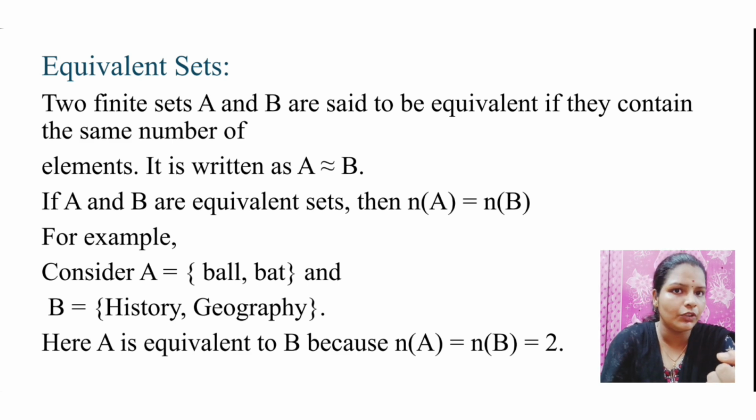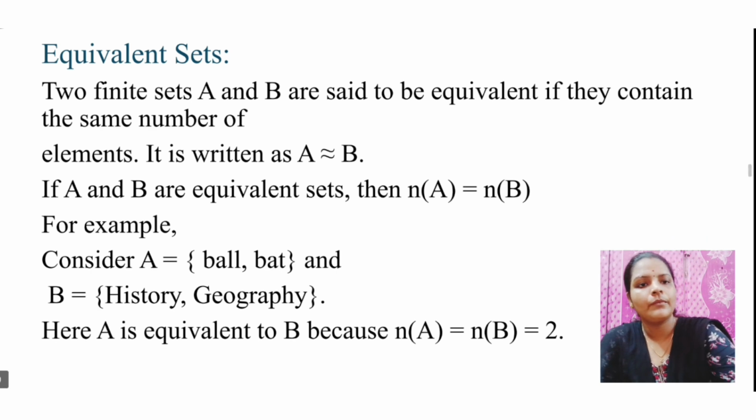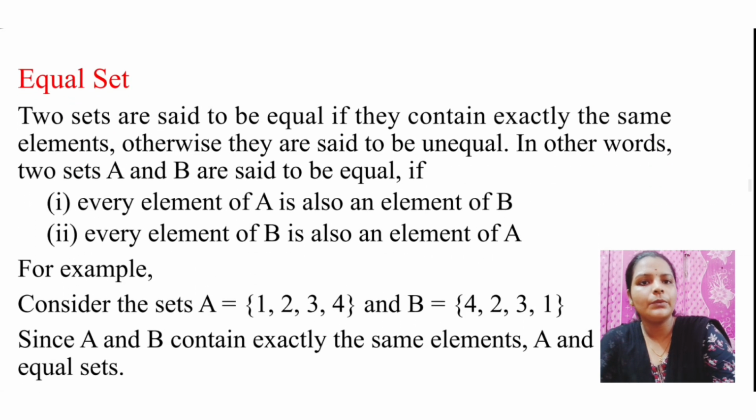That is mentioned above. If A and B are two equivalent sets, then n of A equal to n of B. For the given example, we get n of A equal to 2 and n of B is also 2. So the number of elements in the given two sets are equal. So that is called an equivalent set. Okay. Next, equal set.